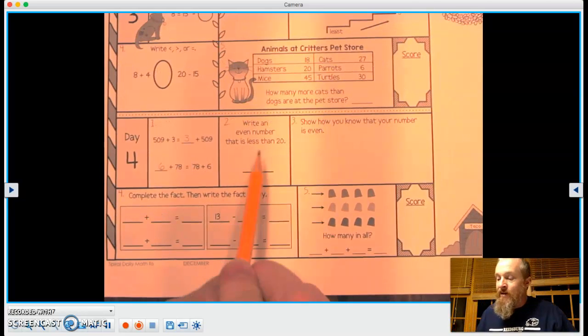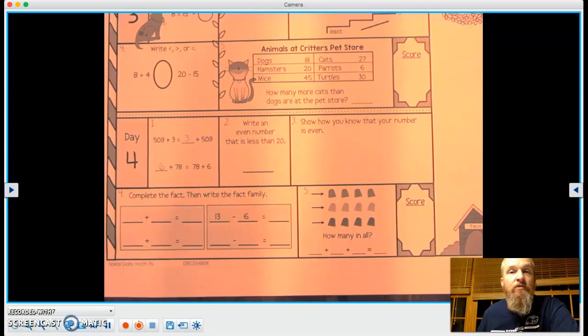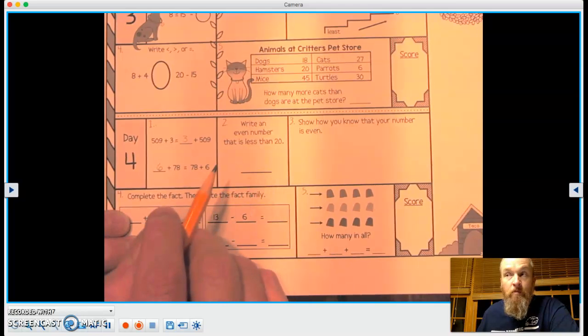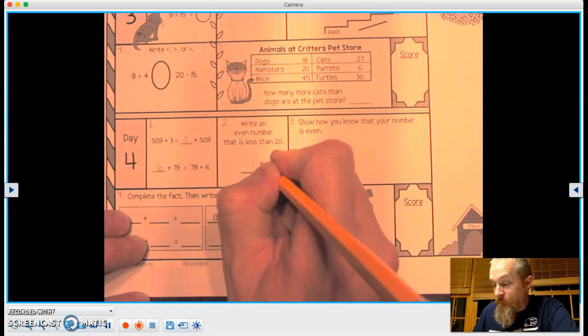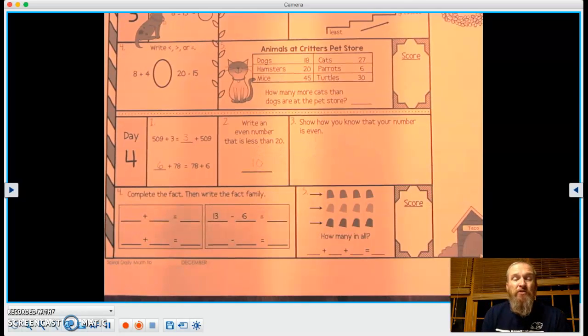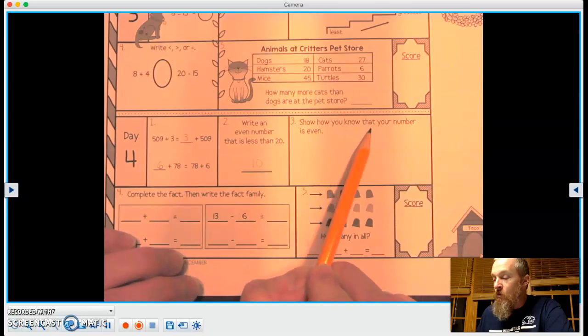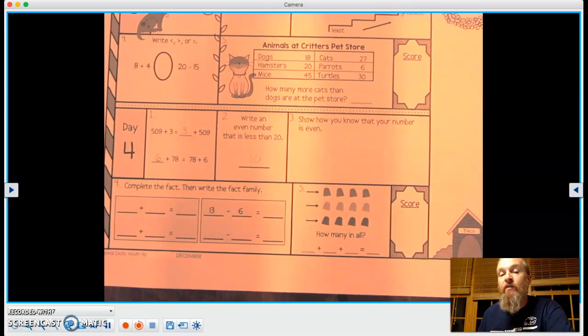Okay. Write an even number that is less than 20. How about 10? Okay. Any number 0, 2, 4, 6, 8, 10, 12, 14, 16, or 18 will work. All right. Show how you know that your number is even.